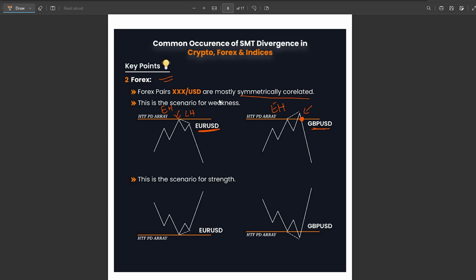What could you have done here? You could have either shorted Euro USD or GBP USD, but my preferred way of doing it is I usually short the pair that hasn't taken out its liquidity. So I would have shorted Euro USD, as this is the weaker pair. So I hope this makes sense, and this is the example of symmetrically correlated Forex pairs in a weakness scenario.